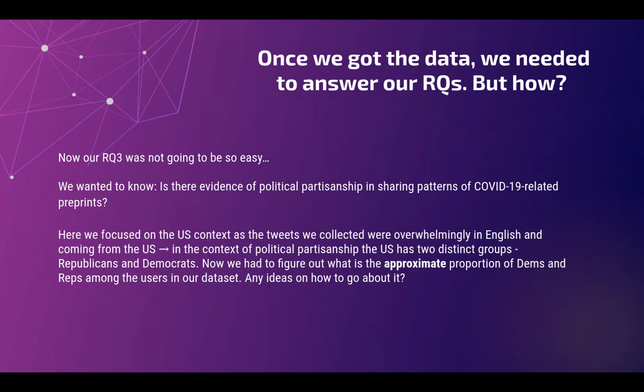And here we focused on the US context, as tweets were collected overwhelmingly in English and coming from the US. So in the context of partisanship, we focused on the two distinct US-based groups, Republicans and Democrats. To answer our question about the evidence of political partisanship in sharing patterns, we had to figure out the approximate proportion of Democrats and Republicans, here I refer to them as Dems and Reps for the sake of brevity, among the users who shared preprints, so the users in our data set. Any ideas on how to go about it, what one could do about it?